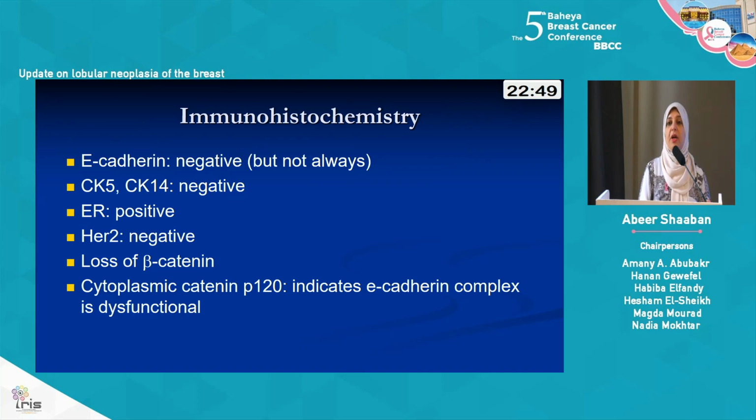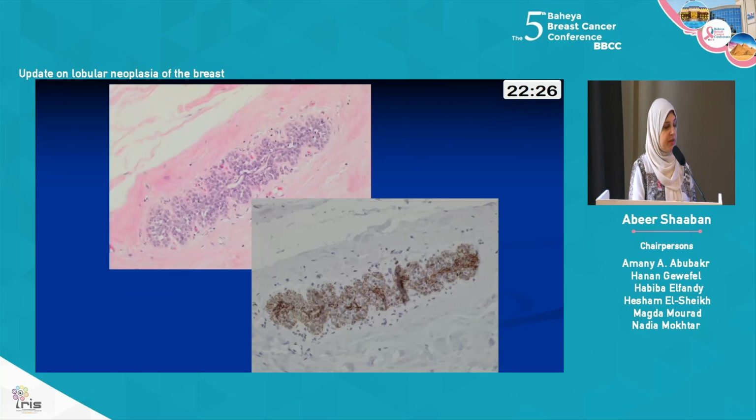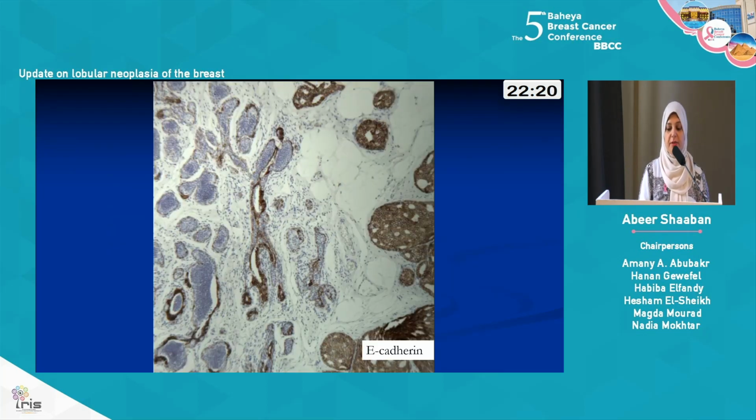One marker that's useful, if you think it's LCIS and you did E-cadherin and it looks positive, you can do beta-catenin as well. Beta-catenin has the same expression as E-cadherin, so it should be negative, and it can be helpful in difficult cases. You can also use a marker called P120, and then you get cytoplasmic expression. And this all indicates an E-cadherin complex that is dysfunctional. So this is an example of E-cadherin confirming pagetoid spread in a case of lobular neoplasia.